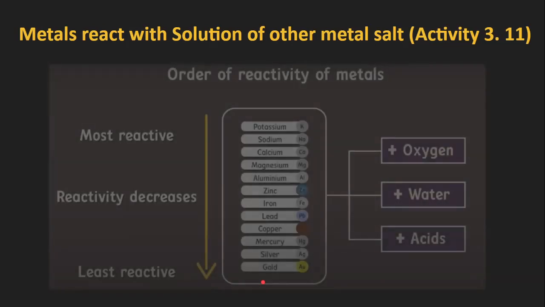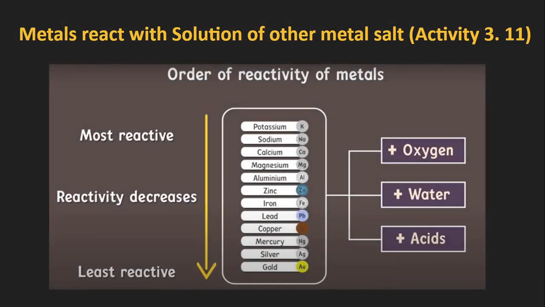Making metals react with oxygen, water and acids gives us a brief idea about the order, and conducting many such experiments also gives us an insight into which metals are more reactive. So, after many experiments and trials, the following reactivity series has been developed. This is the most reactive, reactivity decreases, and this is the least reactive. The reactivity of metals decreases as we move from top to down. Therefore, this is the order of reactivity of metals.